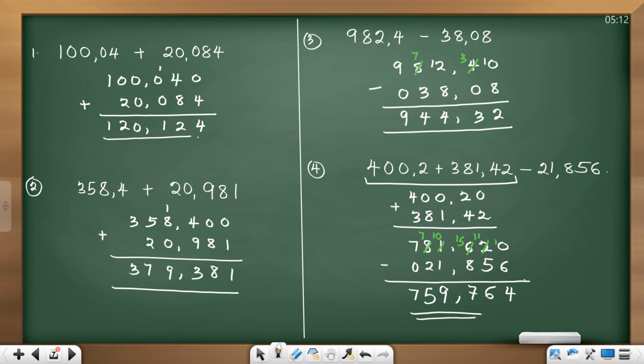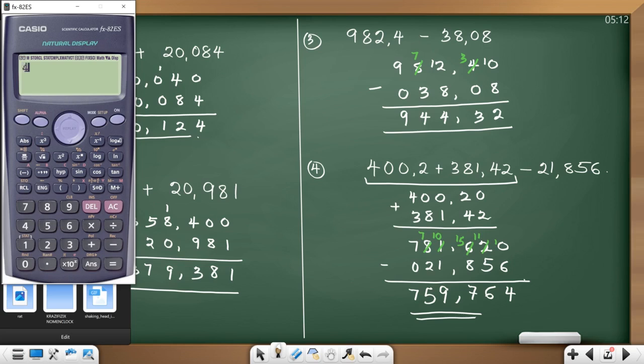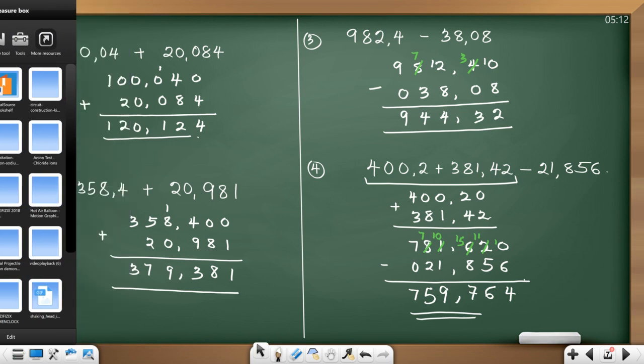759,764. Let me show you that that is absolutely correct. Remember, you are not allowed to use a calculator, but just to show you that the process that we did is okay. So I have 400,242 minus 21,856. There we go. 759,764. So that you trust the process. That's why I'm showing you the answer from a calculator. Lovely. You are not using calculators.